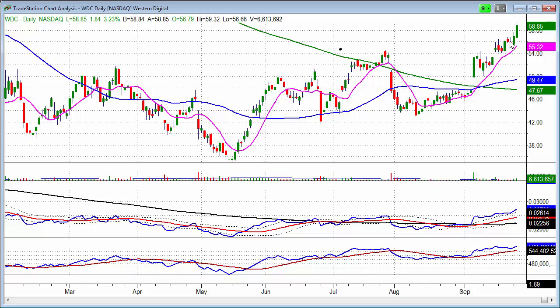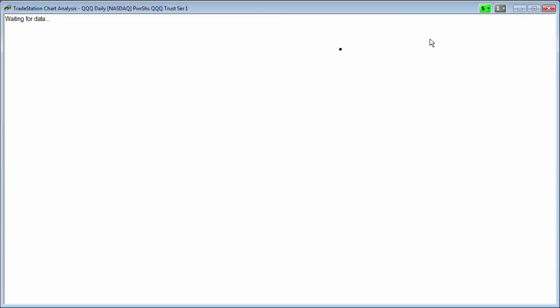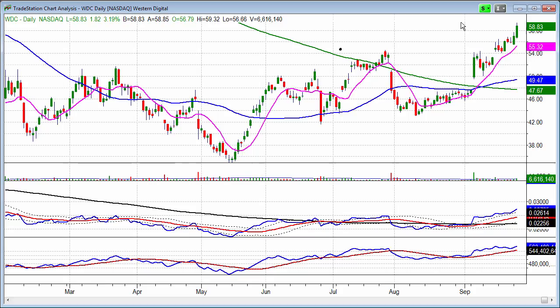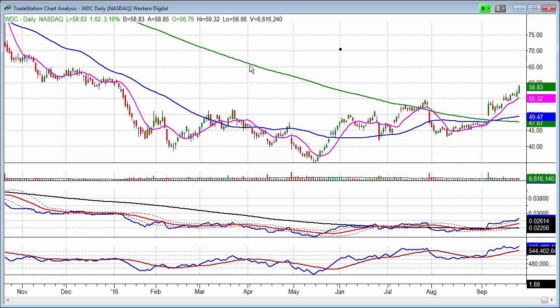So WDC is breaking out over its July and August highs, breaking out over its September highs. At the same time, the Qs are still under their September high. And while, yes, they are breaking out today over their August highs, it's not nearly to the same extent as WDC. So sometimes a leader doesn't have to be at new all-time highs or new 52-week highs. You can find them in bases as well.